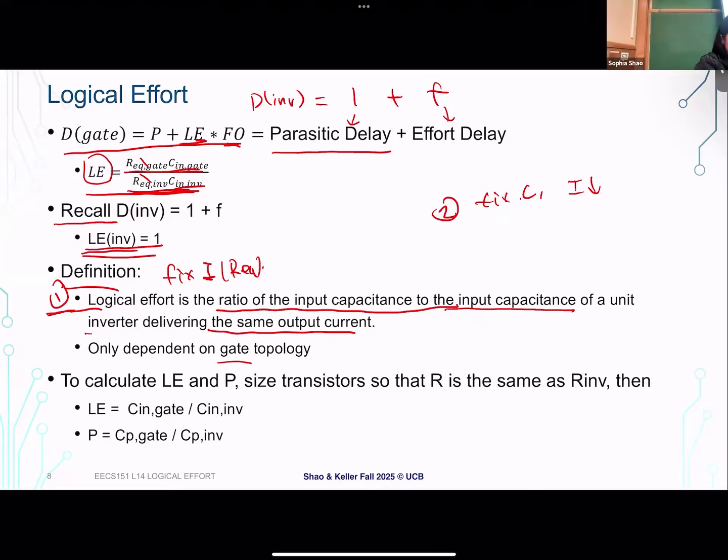Again, we want to factor in that some components are connected in series. If we don't do anything, the current will drop because we have higher resistance. Now we are going to make an effort to compensate for the topology, the logical property of my gate, and how big that effort is. So in this case, what we basically do practically, we size the transistor so that the equivalent resistance of my gate is the same as a unit size inverter.